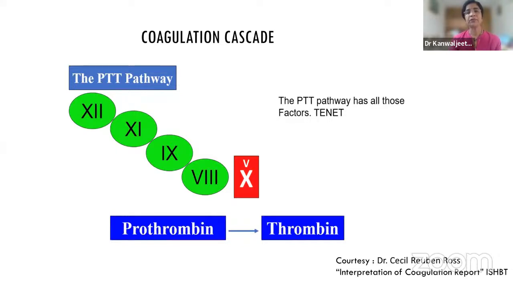Factor 8 deficiency leads to hemophilia A, 9 deficiency leads to B, 11 deficiency to hemophilia C, and factor 12 deficiency leads to isolated prolongation of the APTT without leading to any defect in the coagulation pathway. So the patient doesn't come to us with a history of bleeding. When we are normally screening this APTT prior to surgery, then this factor 12 deficiency may be diagnosed.